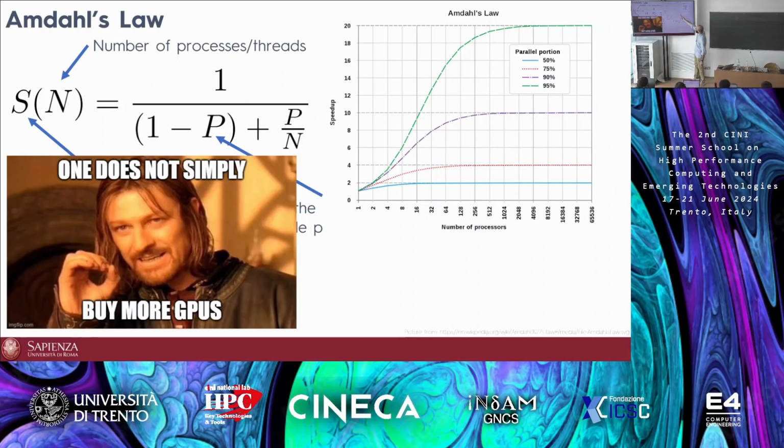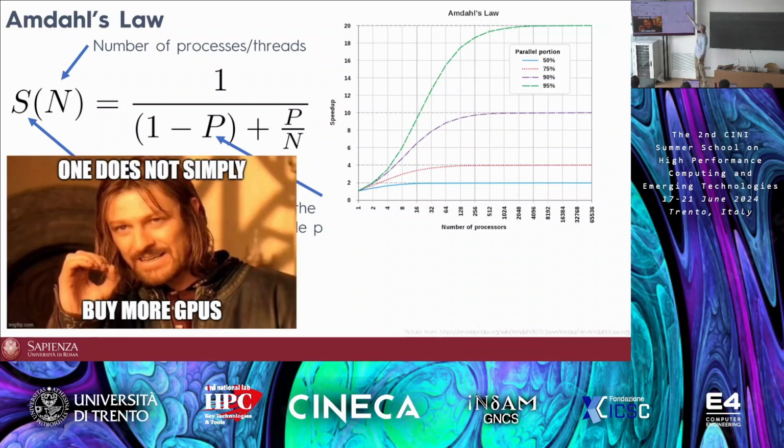Let's say that, for example, my parallel fraction is 90%, which means that 10% of my code cannot be parallelized. So I start adding more nodes. I arrive here at 1,000 nodes. After that, the application doesn't scale anymore. So I can add 10,000 nodes, nothing's gonna change, okay?